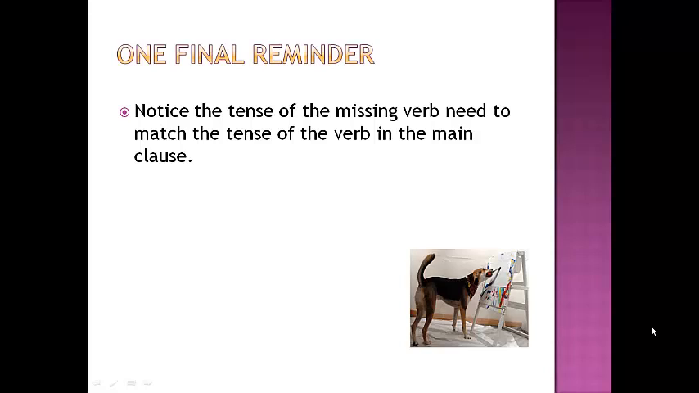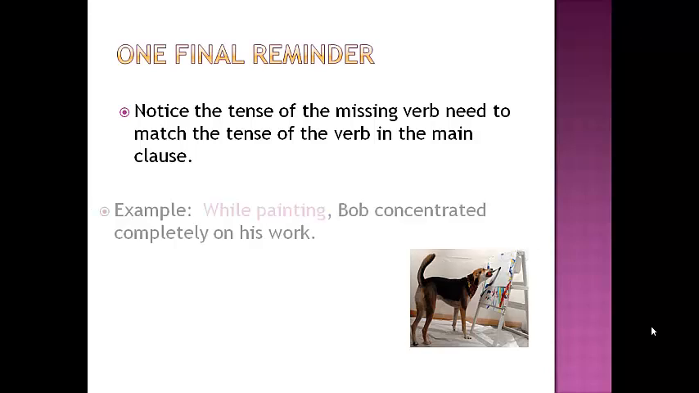One reminder that's really important. When you're trying to determine what your elliptical clause is, and you're looking at subject and verb, and you determine that a verb is what's missing, remember that your verb needs to agree with your main verb from your main clause. So let's look at an example for this.